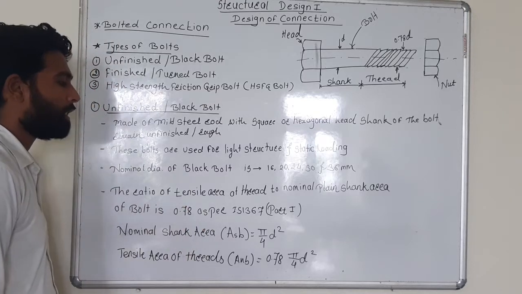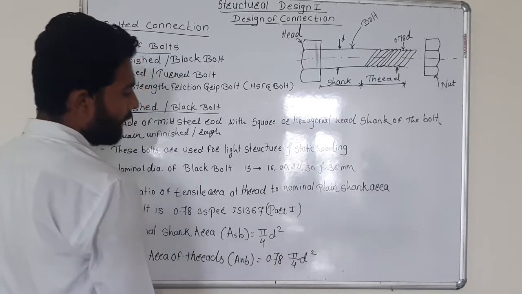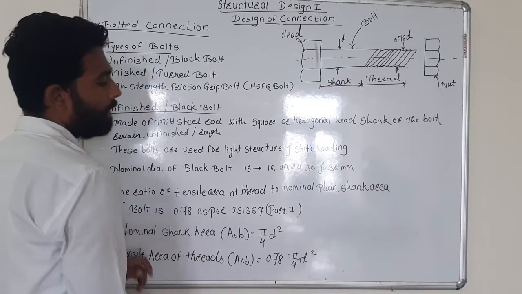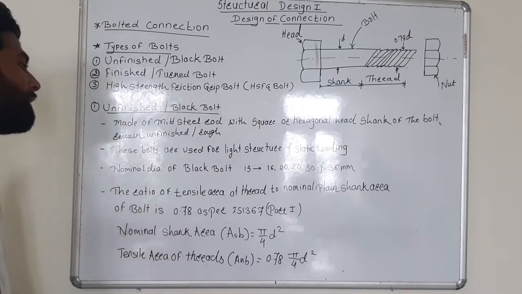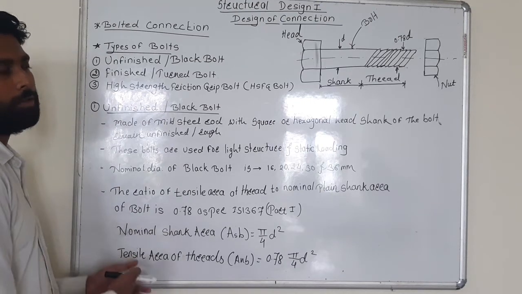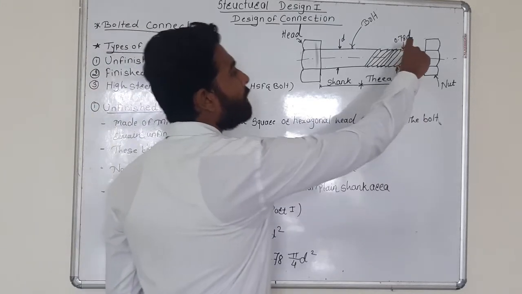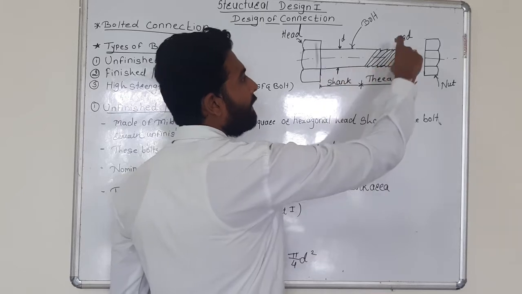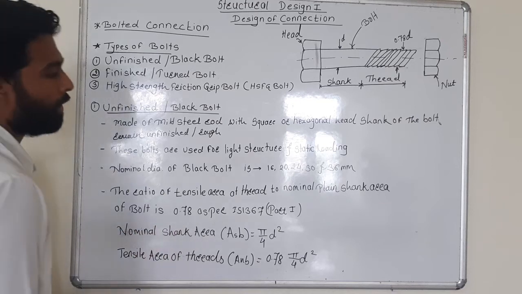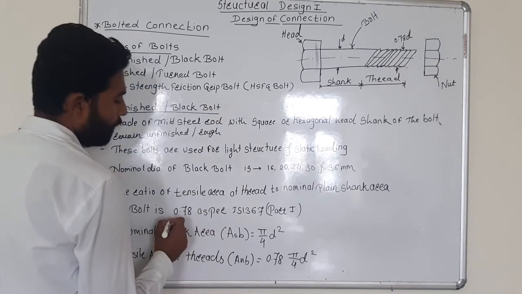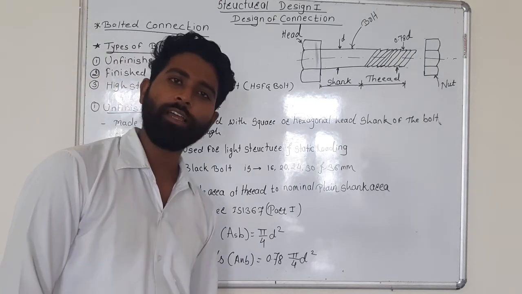The ratio of the tensile area at the threaded nominal area to the shank area is 0.78 as per IS 1367 Part 1. You can see here the area at the thread and the area at the shank. If we take their ratio, the ratio is about 0.78. So the threaded area is less than the shank area.